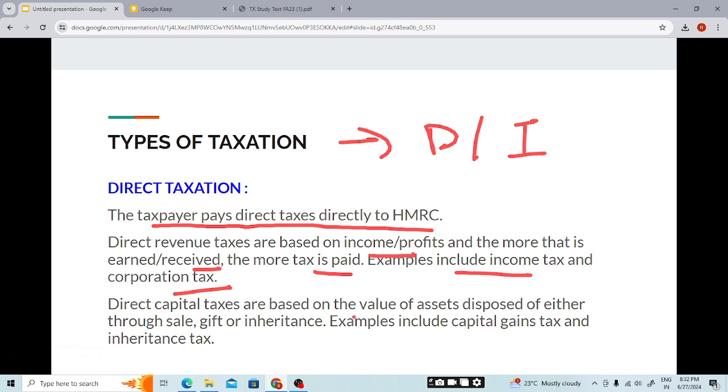Direct capital taxes are based on the value of the asset disposed of either through sale or gift. If it is a sale or gift, we need to see which rules will apply, capital gains or inheritance tax. We'll be studying further. These are also examples of direct taxation, capital gains tax and inheritance tax, which are directly paid by the taxpayer to the HMRC.